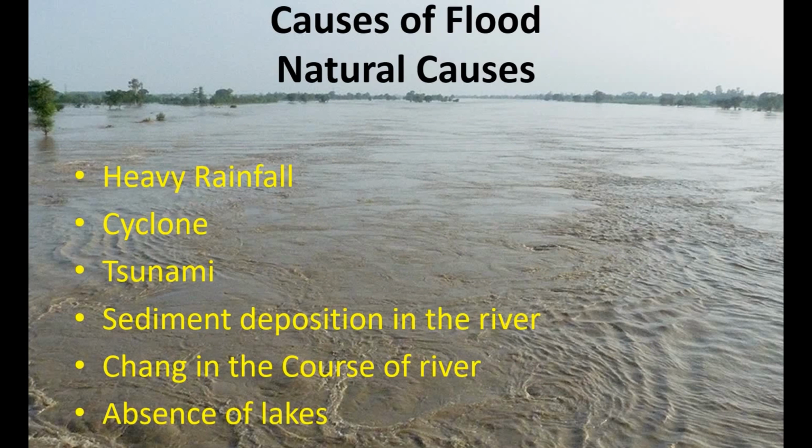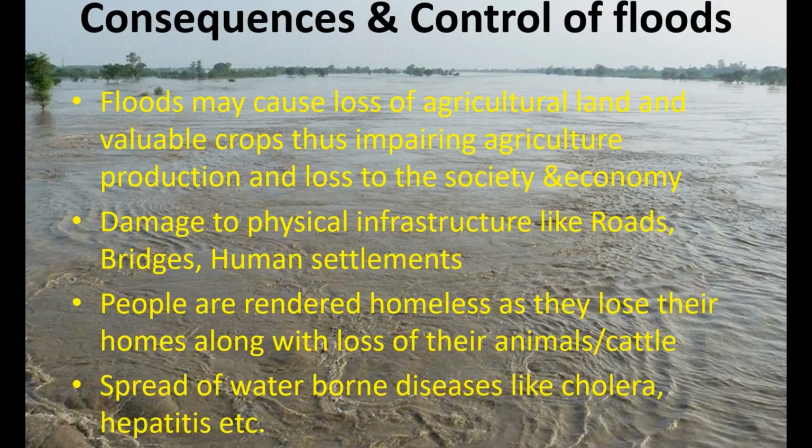The natural causes include heavy rainfall, cyclone, tsunami, sediment deposition in the river, change in the course of river, absence of lakes, etc. Now let's also see what are the consequences and how the floods can be controlled.